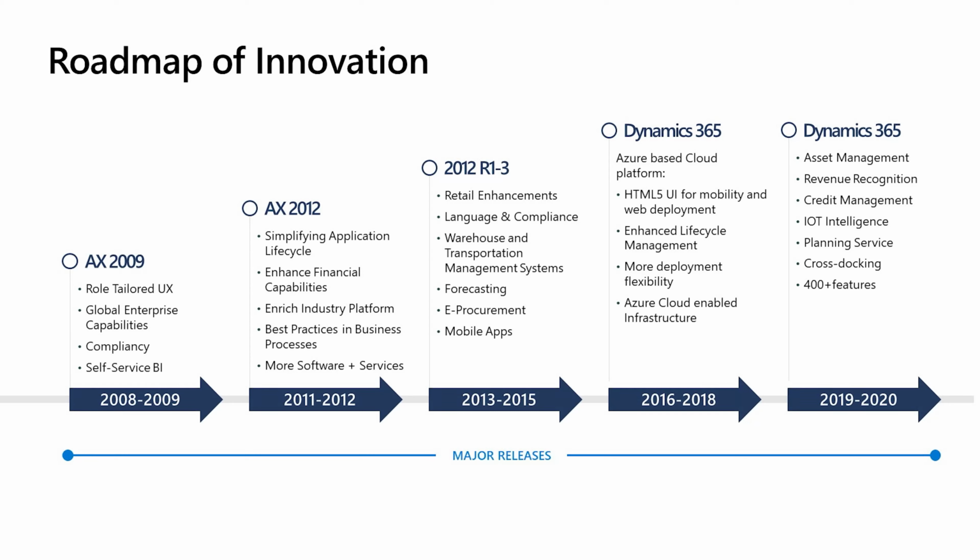In this slide, you see the original release date of AX 2009 in 2008. Dynamics AX has over 85 major module adds and enhancements since then. The product has changed in 5 big ways.